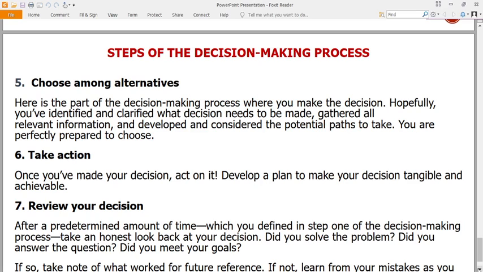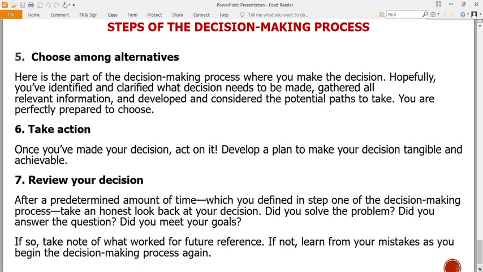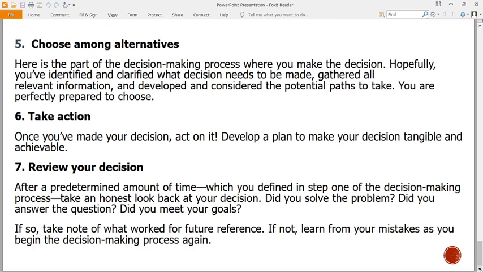And after you do that, you take action on what you've chosen, and then you review your decision, because in most cases it could have a negative impact that you overlooked. So therefore it's good to always review and even document, or if there are mistakes, list them as well, document for future reference.